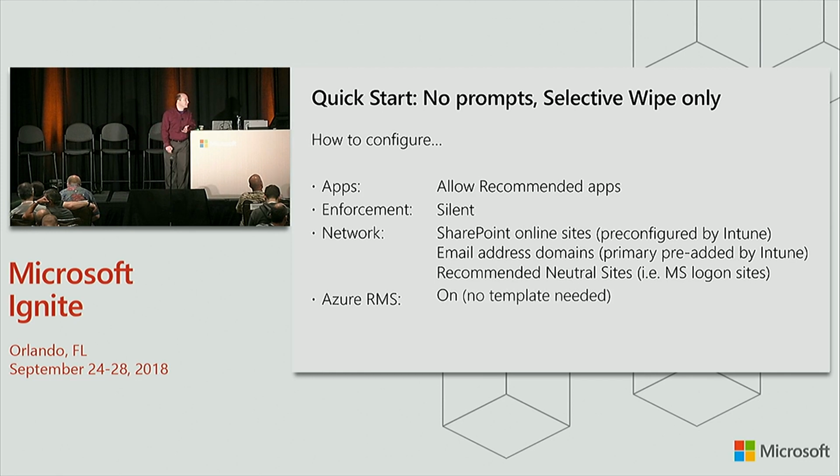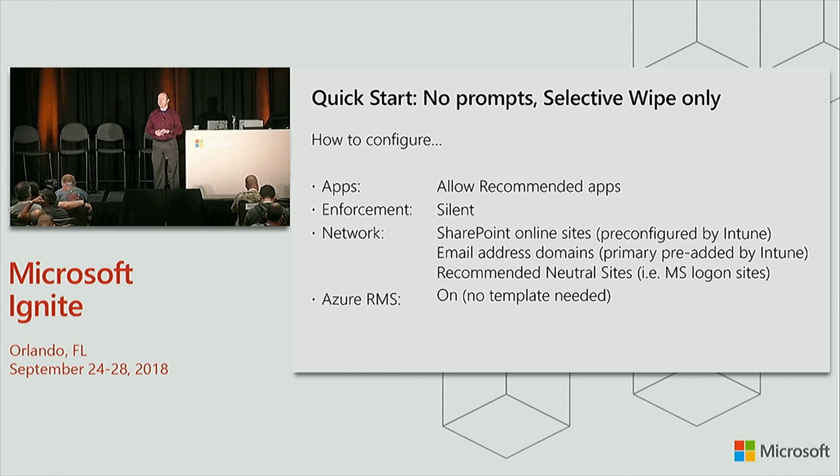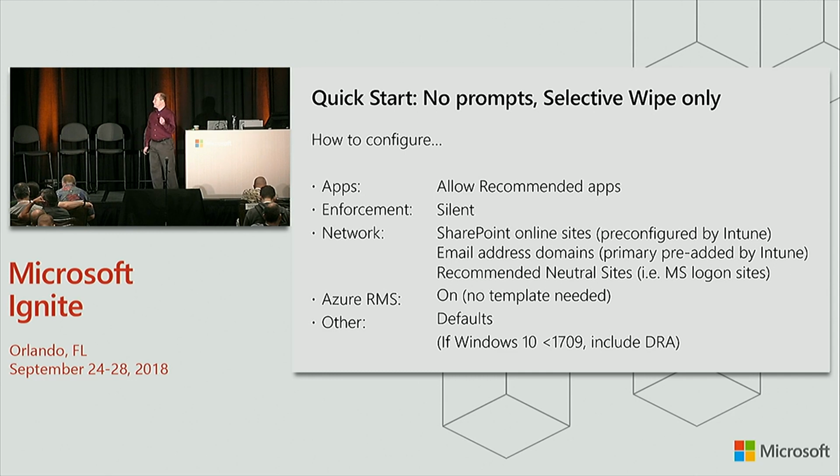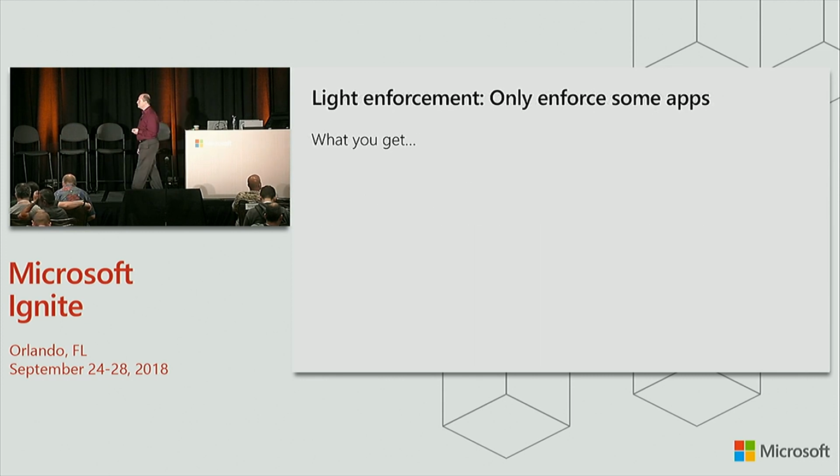Turn Azure RMS protection on. You don't need a template. This will allow anyone in your tenant to be able to access that data. And for the rest of it, you can take defaults, with one caveat. If you have not deployed at least 1703, I would highly recommend you have a DRA, data recovery agent, because the user, when they turn it off and turn it on again, will have a whole lot of revoked data that you'll need to restore for them.